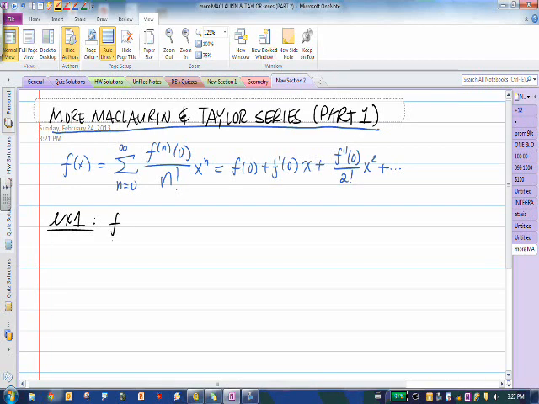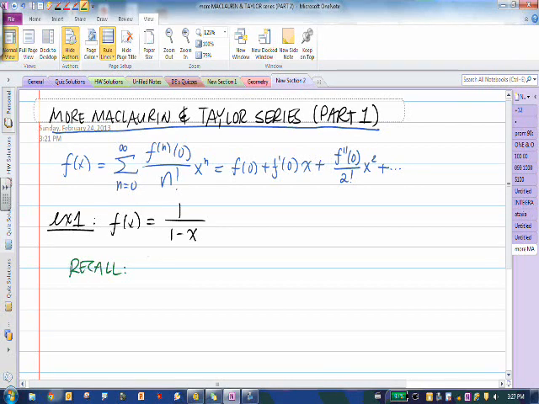Let's assume you have the following series. f of x is equal to 1 over 1 minus x. Now, if you remember what we had to do before, you would have had to take multiple derivatives, plug in 0, plug into the formula, and hopefully you can find a pattern. That's very difficult. However, recall the following fact.